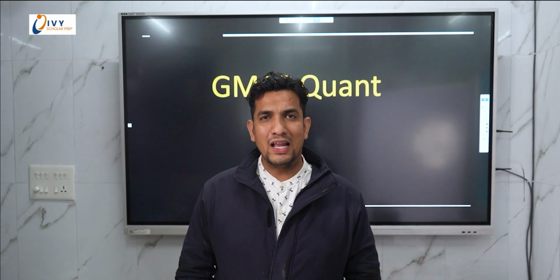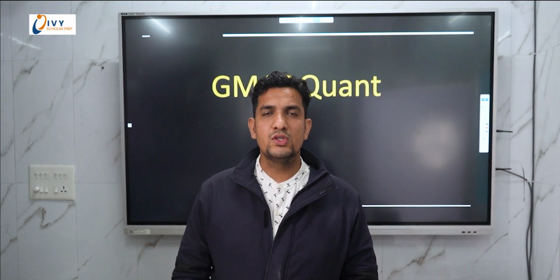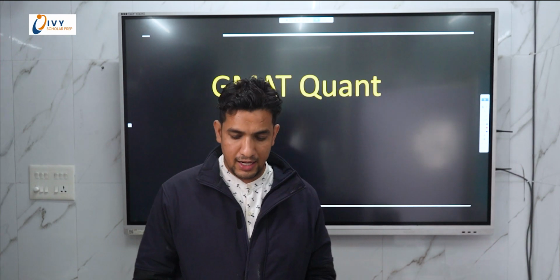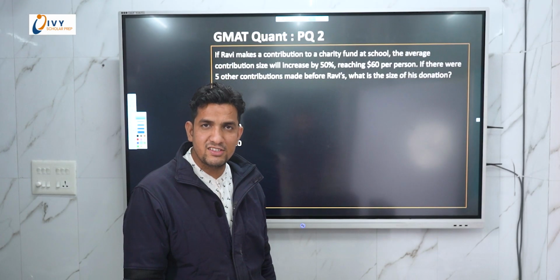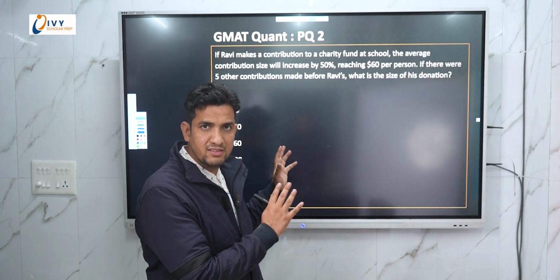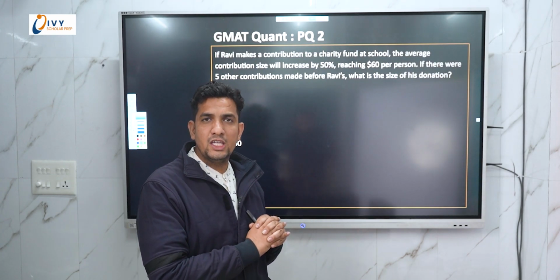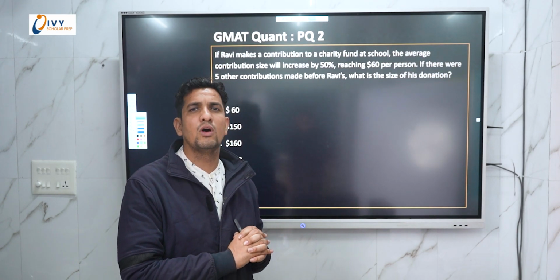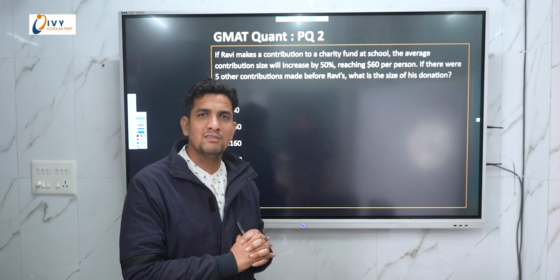Today we will again continue the series of GMAT Quant and we are going to solve one more problem today. Now let's look at that. Okay, let's look at this example. This involves average, which is part of statistics, right? So I would like you to try out this problem first. Just pause the video for 2 minutes and try to solve it, and I'll be there.